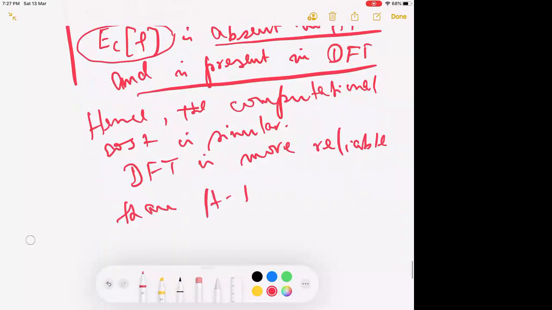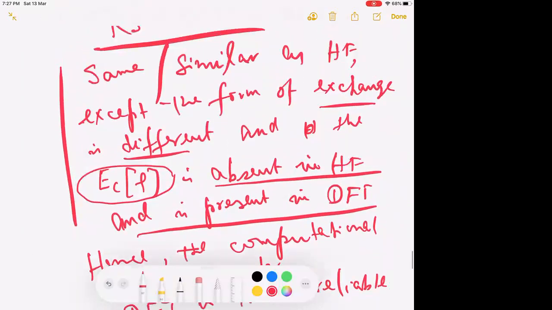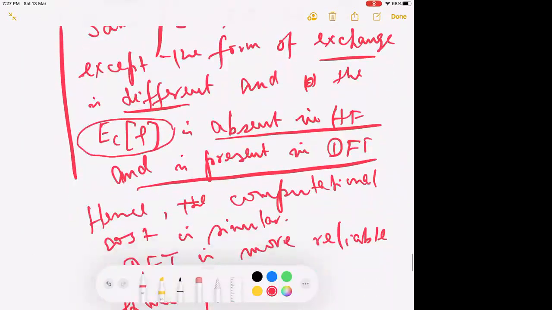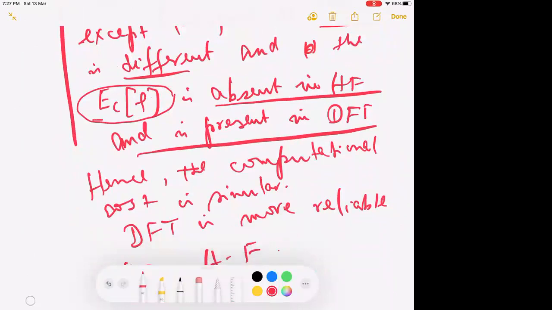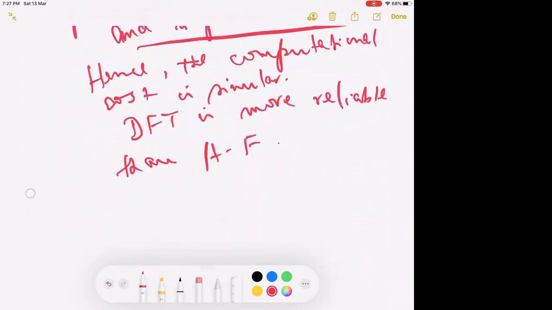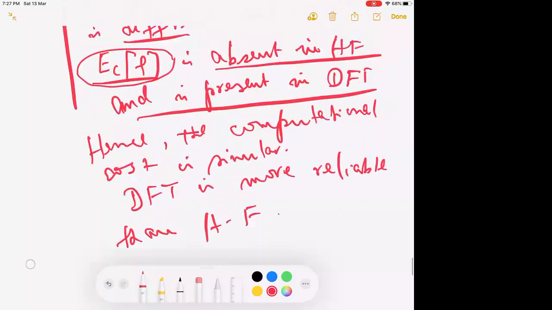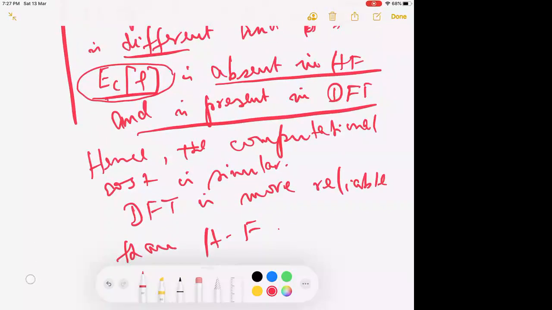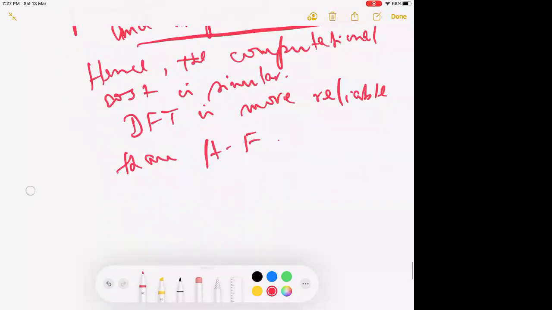than Hartree-Fock. The problem with DFT is still that when I'm taking this different exchange and including correlation, it is not done from first principles. So it's still not systematically improvable. But because at least there is a semblance of EC, which is completely absent in Hartree-Fock, the results are usually better than Hartree-Fock because some amount of correlation comes in, but Hartree-Fock does not have any electron correlation.